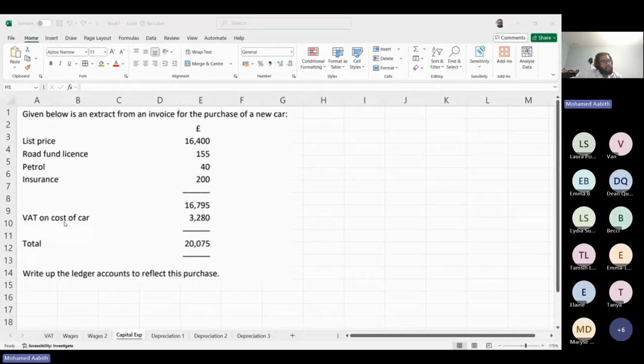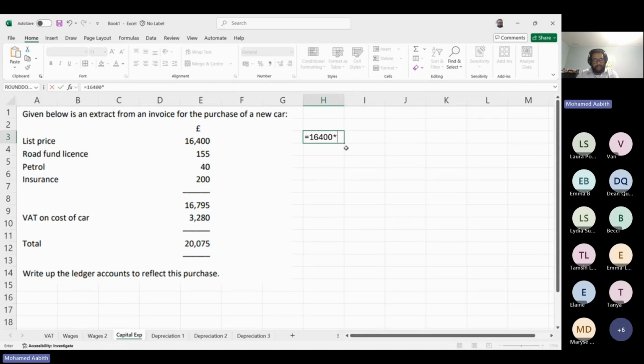The VAT on the cost of the car is 3280, because it is going to be worked out on that amount. If I say 16,400 times 20%, that is the VAT. Can you see 3280? They didn't put VAT on any of the other items because they're not meant to have VAT there, apart from fuel, which is a different story. They're asking you to write up the ledger account to reflect this purchase.